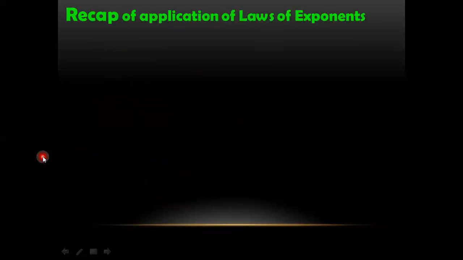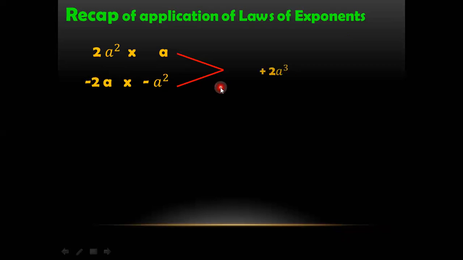Another concept that we need to recap is about the laws of the exponents. It will also help us a lot in the understanding of the solutions. For example, if we multiply 2a square with a, or if I multiply minus 2a with the minus a square, इन दोनों को भी multiply करें, 2a square को a से, या minus 2a को minus a square से multiply करें, what will be the product? It will be plus 2a cube.